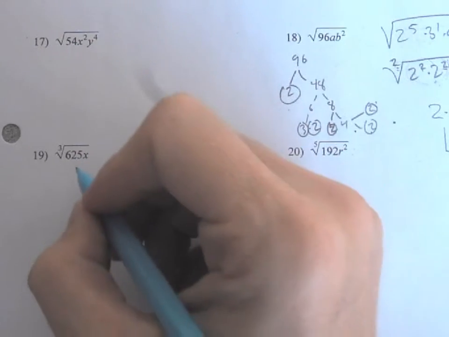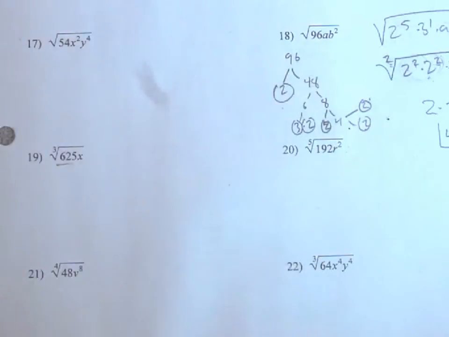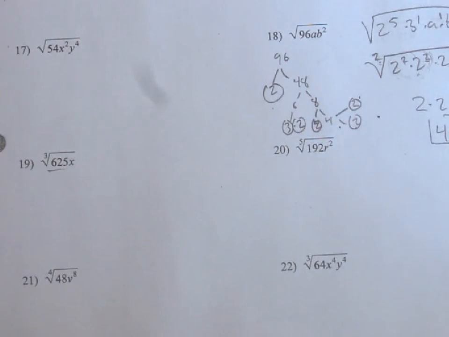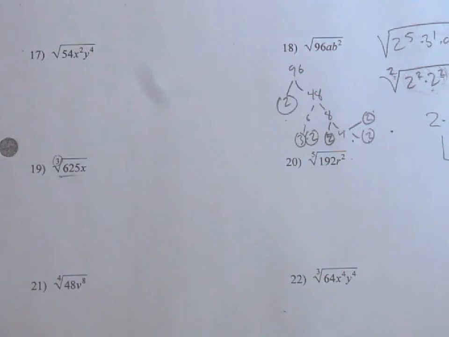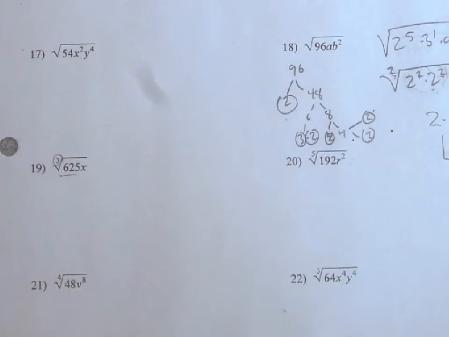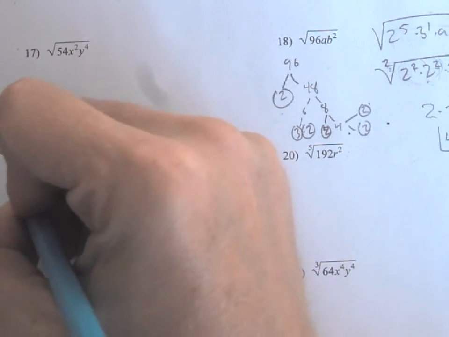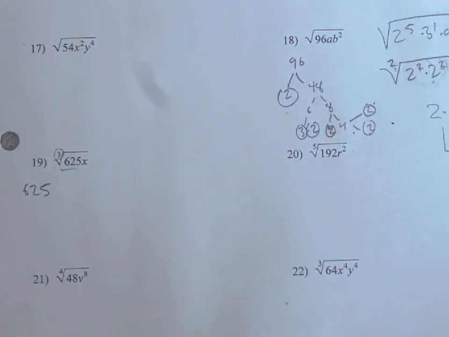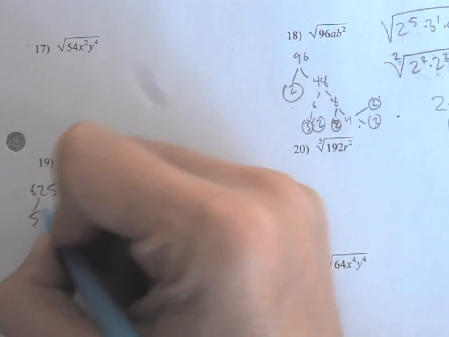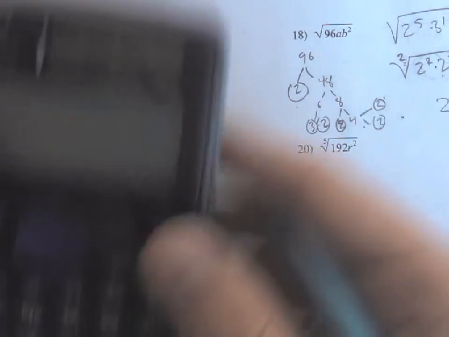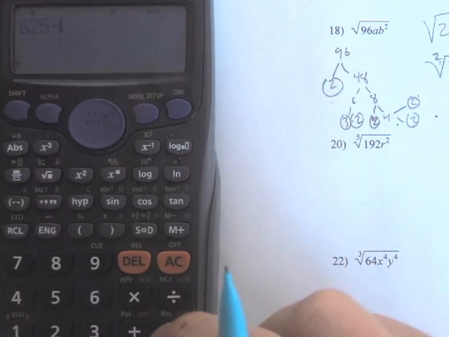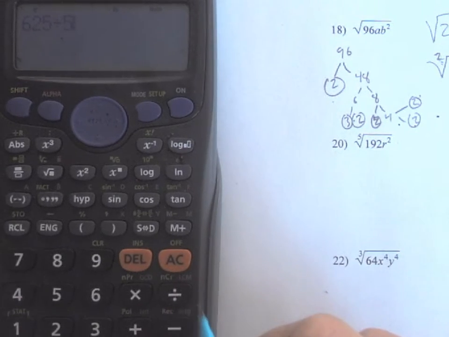All right, so let's take this guy. Now, again, the idea here is we're looking for powers of 3. We want to cancel powers of 3. The third root will cancel powers of 3. But we don't know if we have any powers of 3 until we start factoring. So 625, I'm pretty sure that's divisible by 5. So let's see what that is. I think it's 125, but we'll see.